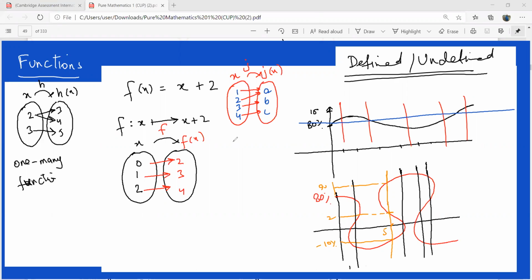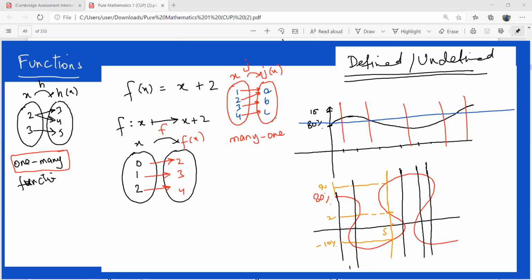But this is called a many to one function. Okay, it is defined, but it is a many to one function. So if a function is one to many, then this is going to be an undefined function. Are you getting my point? Do you understand what I want to tell you?